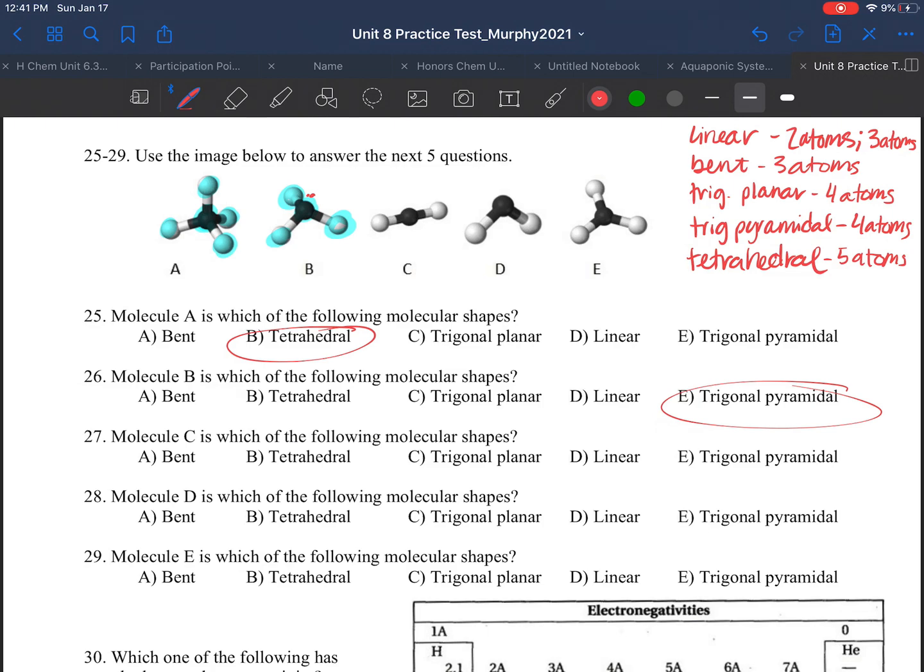Molecule C is going to be linear because the atoms create a straight line. Molecule D has 3 atoms, but it is bent, so that gives us A. And then molecule E is the only one left, and that's going to be trigonal planar because it has 4 atoms and the central one is not raised above the others. They're all on the same plane, so trigonal planar.